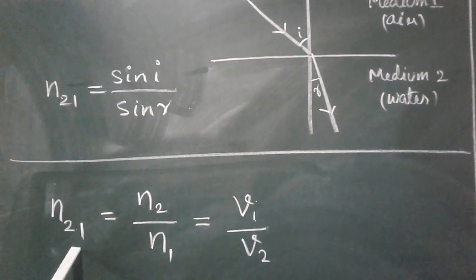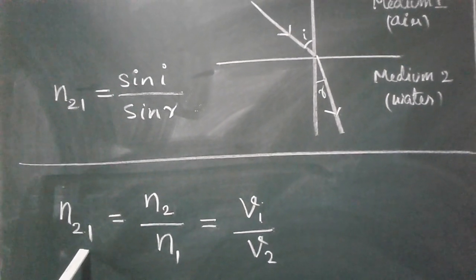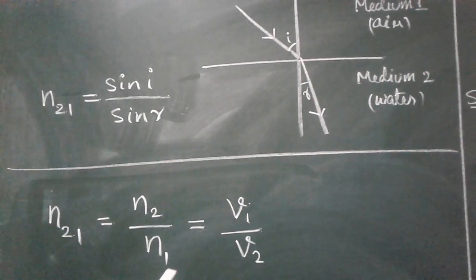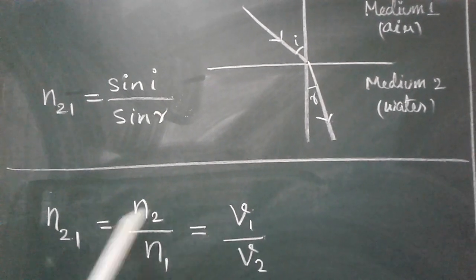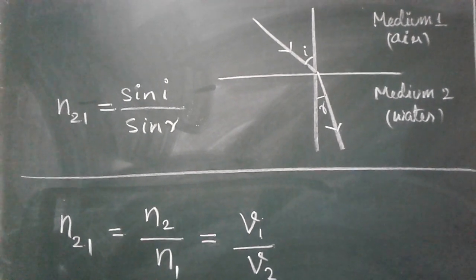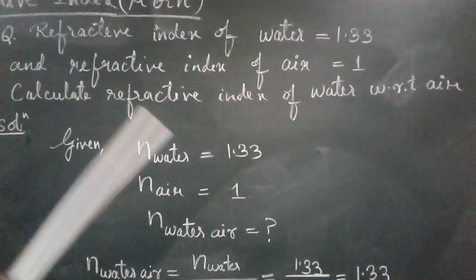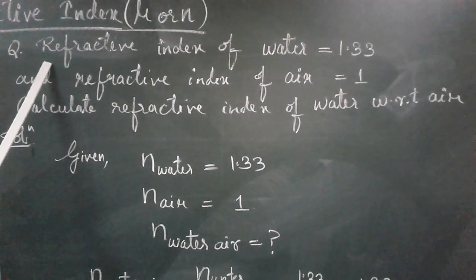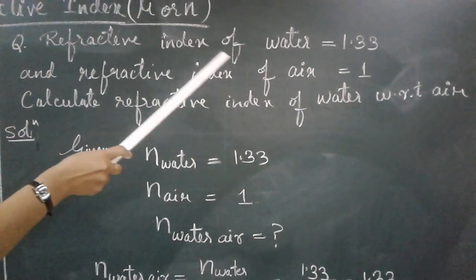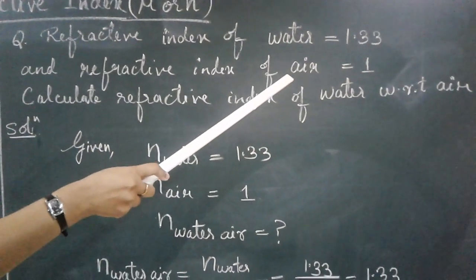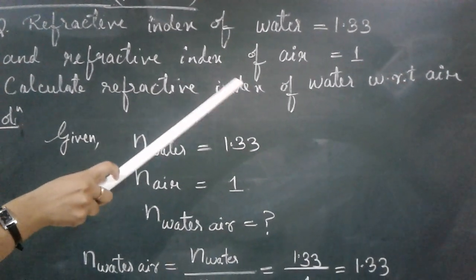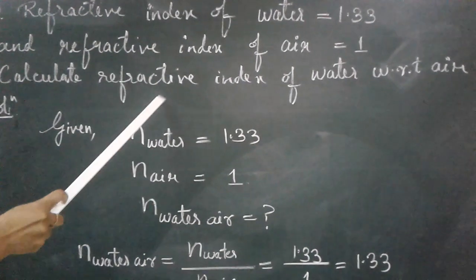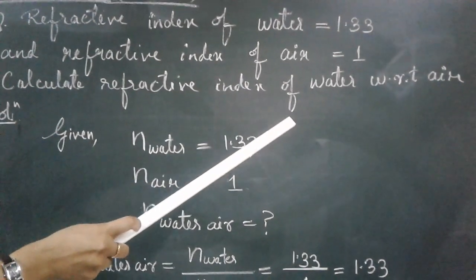Today we will be using these two formulas: N21 is equal to N2 by N1, or it is equal to V1 by V2. With these two formulas, one by one, we are going to solve a numerical. This is the numerical written here. The refractive index of water is given as 1.33 and the refractive index of air is given as 1. Calculate the refractive index of water with respect to air.